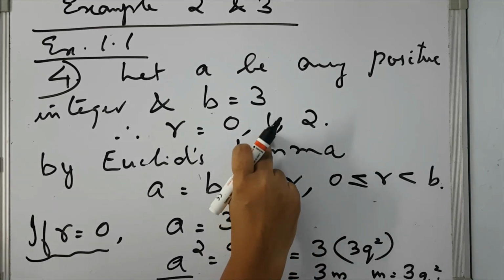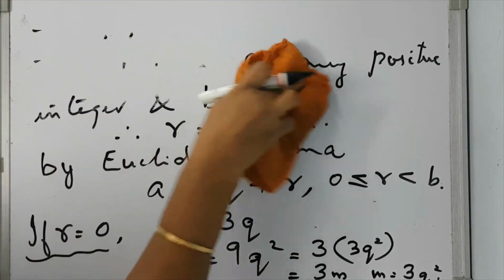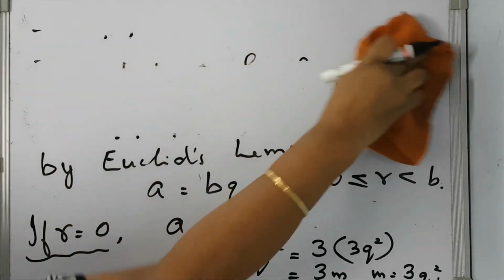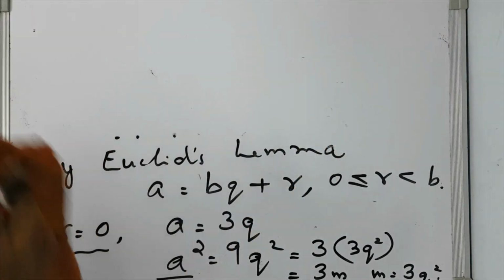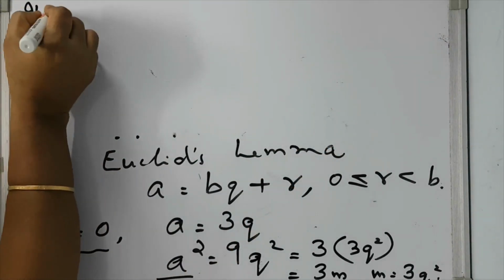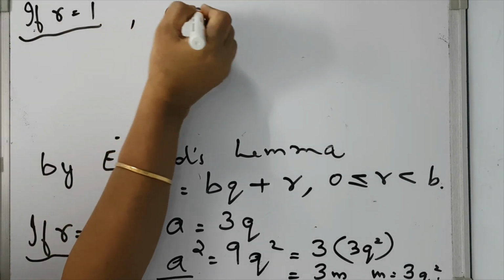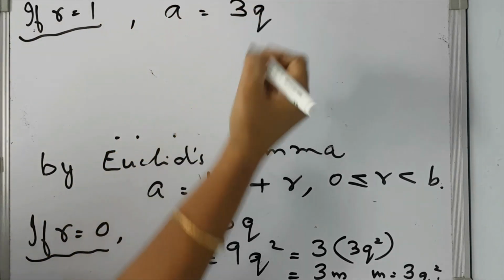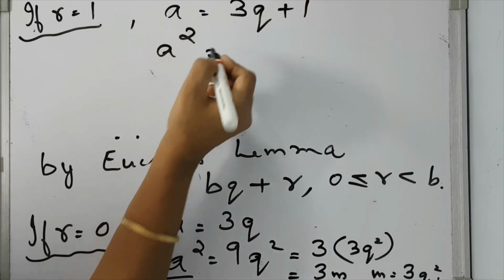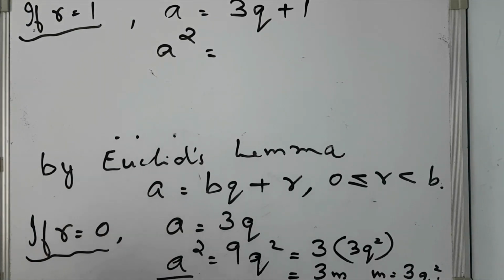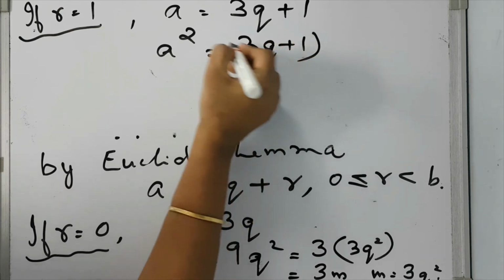Now we will take the next number, r equal to 1. Let's see, when r equal to 1, what will happen? If r equal to 1, a is equal to 3q plus 1, where r is 1. Now I am squaring it, a square, because if you read the question, it's given the square of any positive number. So 3q plus 1, the whole square.